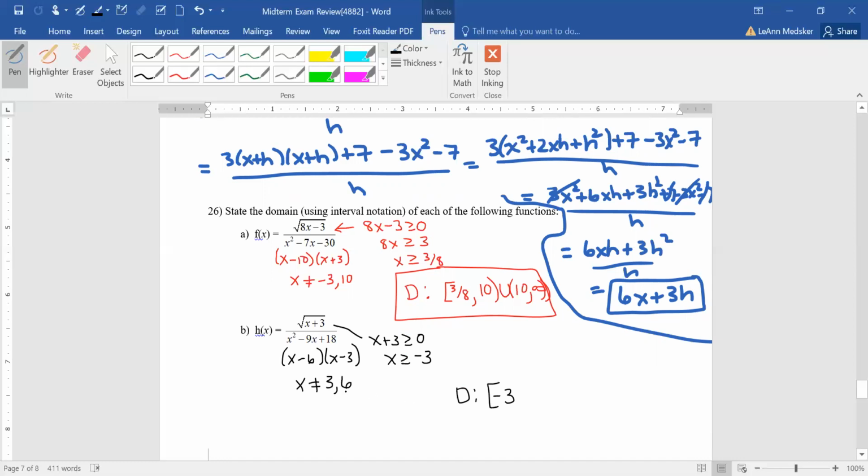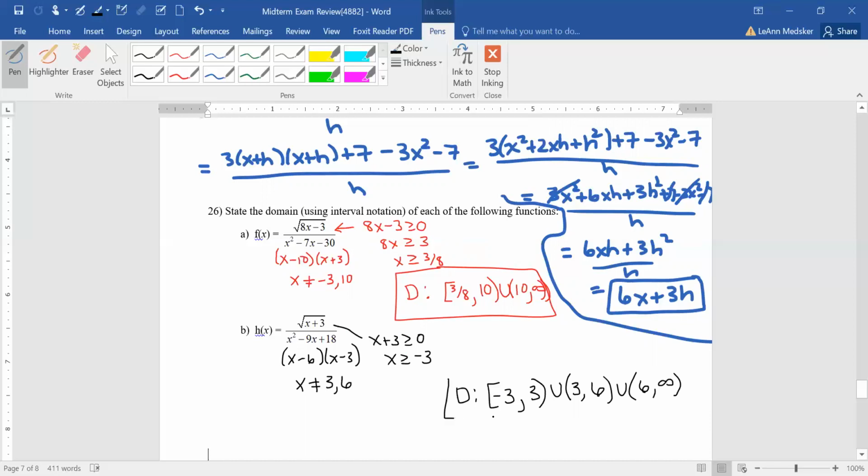Now, both of those numbers are bigger than negative 3. So we need to make sure we exclude both of them. And you want to exclude them from least to greatest. So negative 3 to 3, where we can't use the number 3. Then you go from the smaller one to the next larger one. So from 3 to 6. And then finally from 6 to infinity.